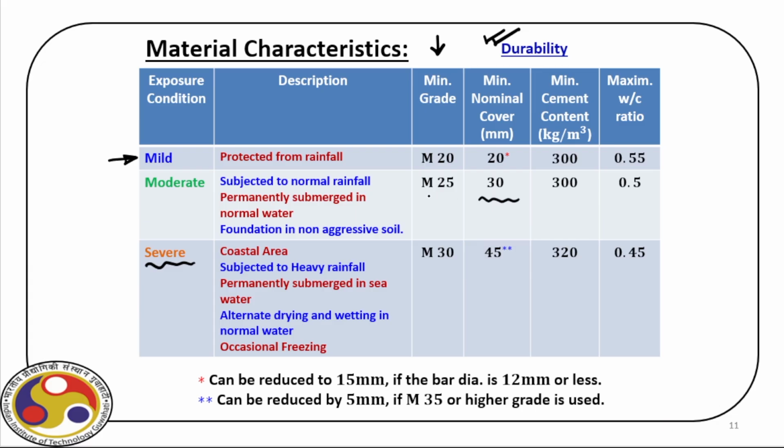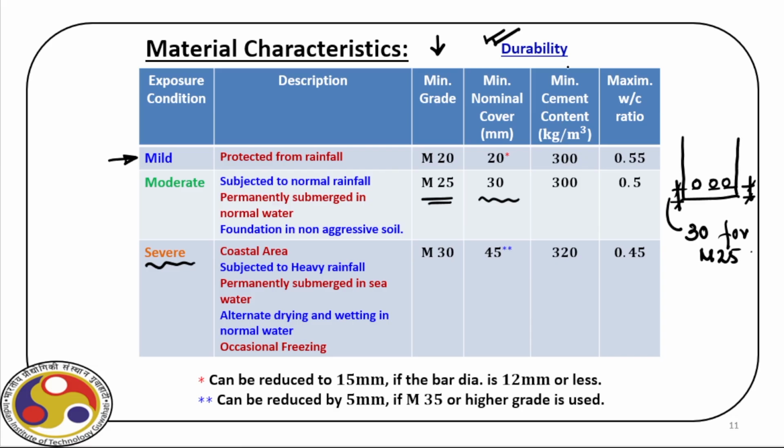For example, if we use M25 concrete, then the minimum or nominal cover in millimeter is 30. That means we have to have this much cover over the reinforcements. So from the end of this bar to the extreme fiber, the distance between these two planes is what is given here. So for M25, it is 30.